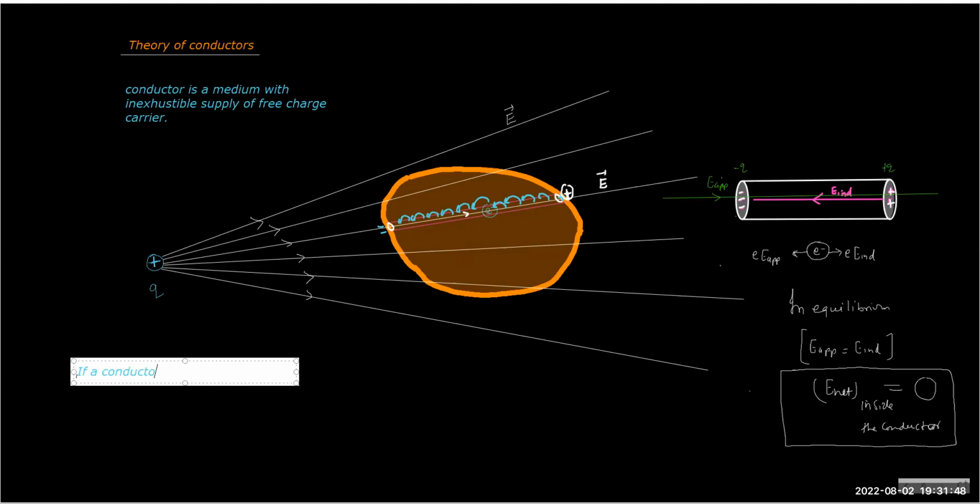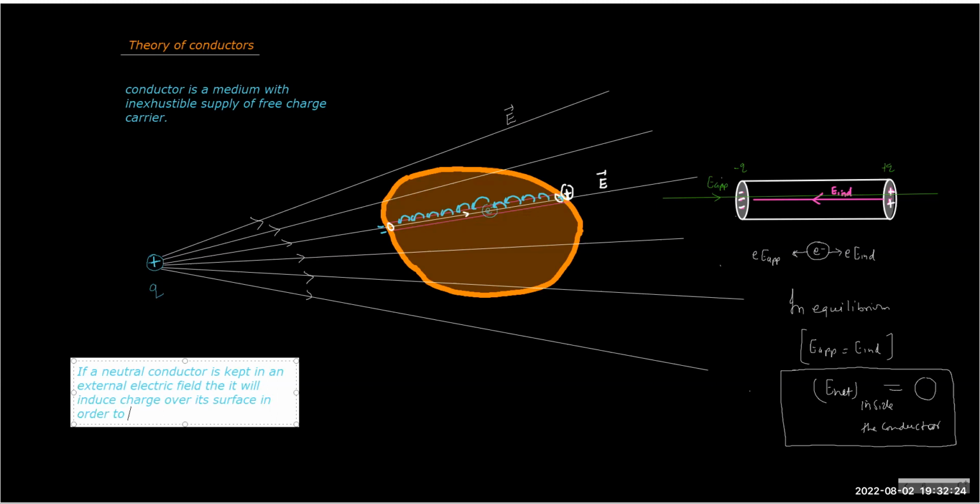If a neutral conductor is kept in an external electric field, then it will induce charge over its surface in order to make the resultant electric field inside the bulk zero at electrostatic equilibrium.